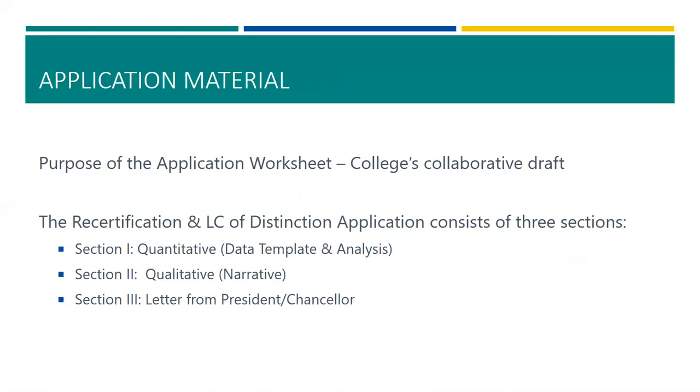The worksheet on pages 3 to 6 of the document may be used to help colleges collaborate responses to the quantitative data analysis and qualitative narratives before uploading. This year's recertification and Leader College of Distinction application consists of 3 parts. Section 1 is the quantitative portion that requires a data template and written analysis. Section 2, a qualitative written narrative. And Section 3, a letter from the college president or chancellor.